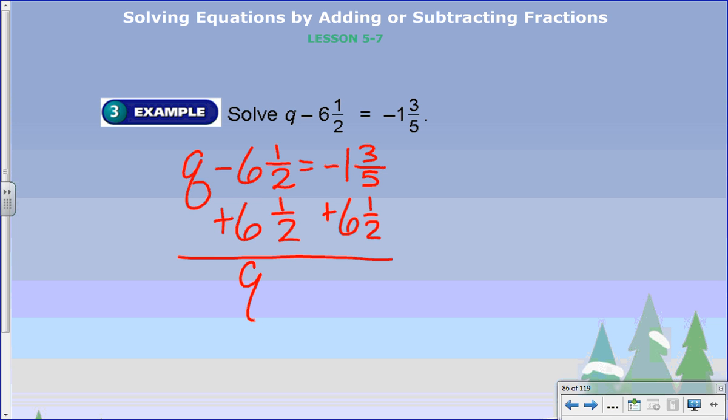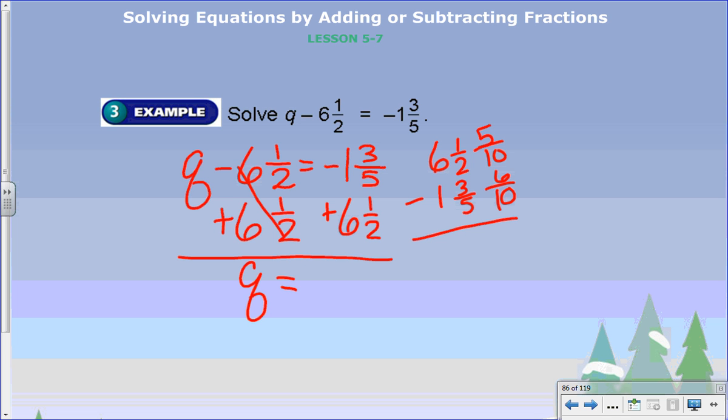And I'm left with Q is equal to, well, -1 3/5 plus 6.5. Well, this time the signs are different. So to actually add this together, I need to subtract them. The bigger number minus the smaller. Let's see, the common denominator here would be 10. So that's 5/10, and this is 6/10.